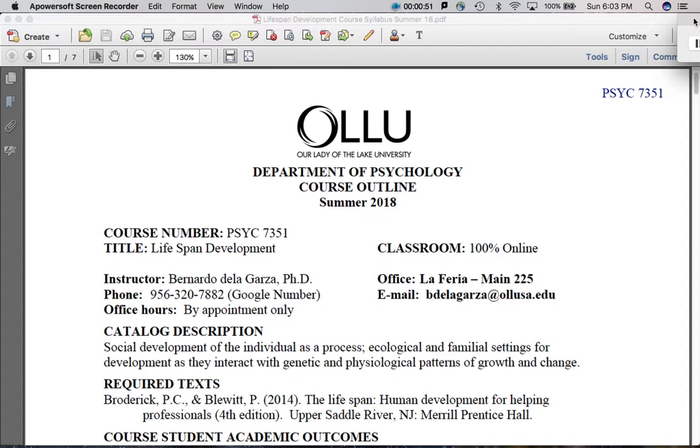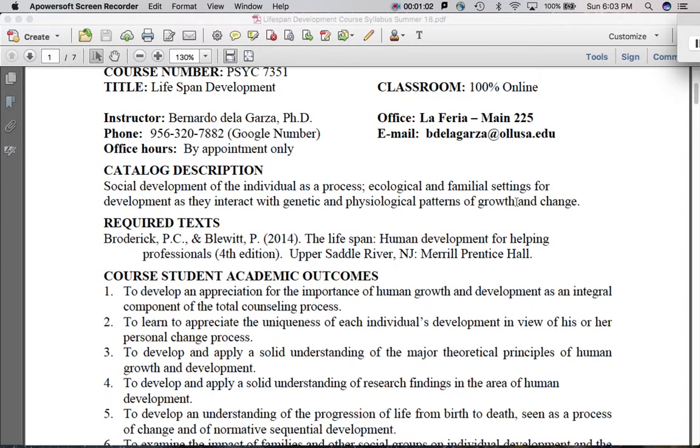But we will definitely talk about everything that happens throughout the lifespan, all the way from conception to death. So in terms of our course, what are we going to be covering? We are going to be looking at a variety of different topics, such as social development, cognitive development, physical development, and a lot of different factors that impact the individual's development throughout the lifespan.